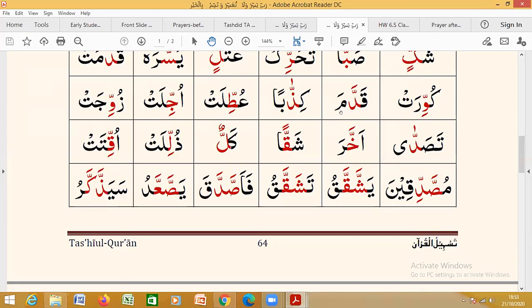Excellent. Let's carry on over here. Qaddama. Qaddama. Excellent. Well done. Dal is the mushaddad letter because it has a shadda. So we join the qaf to the dal. Qaddama. Qaddama. Excellent. Well done. Let's carry on over here.